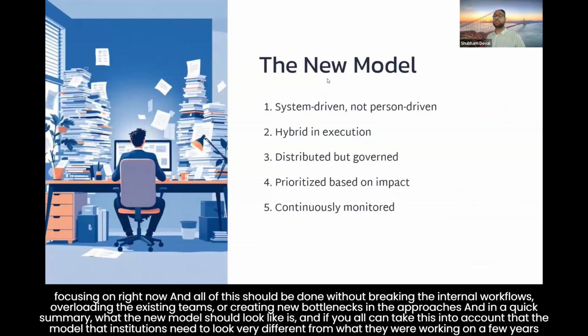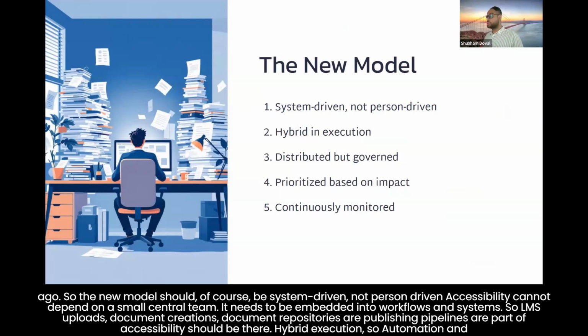In a quick summary, if we can all take this into account, the model that institutions need looks very different from what they were working on a few years ago. So the new model should, of course, be system driven, not person driven. Accessibility cannot depend on a small central team. It needs to be embedded into workflows and systems, so LMS uploads, document creation, document repositories, or publishing pipelines.